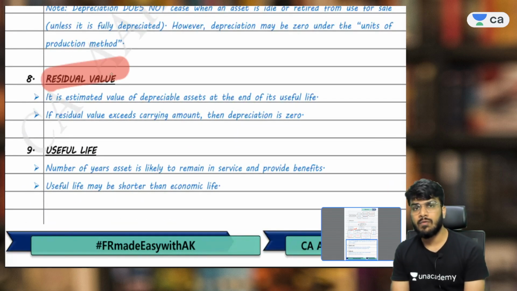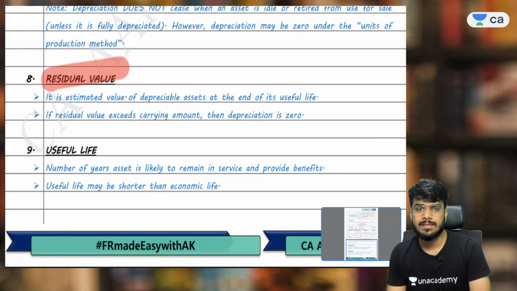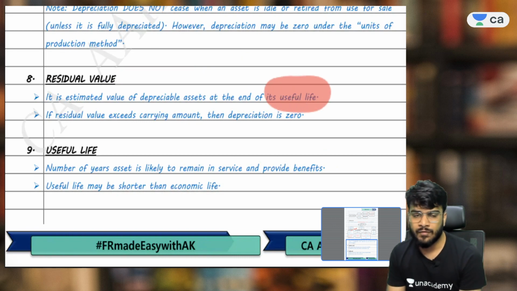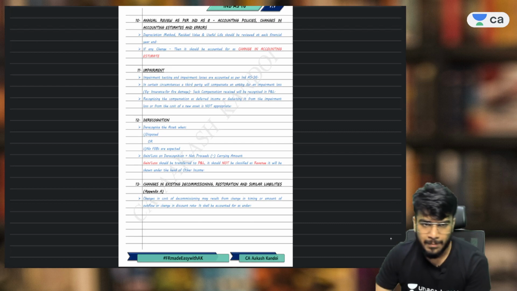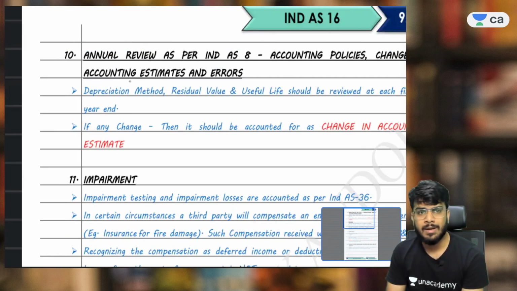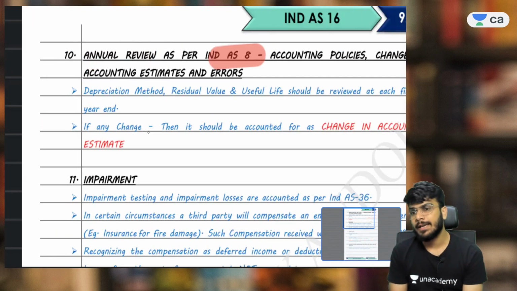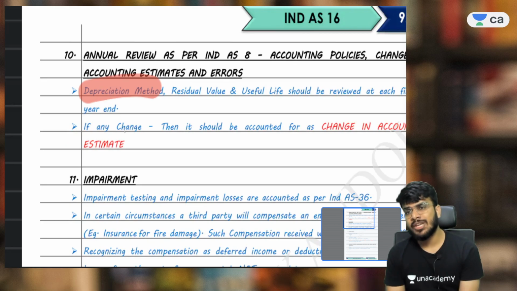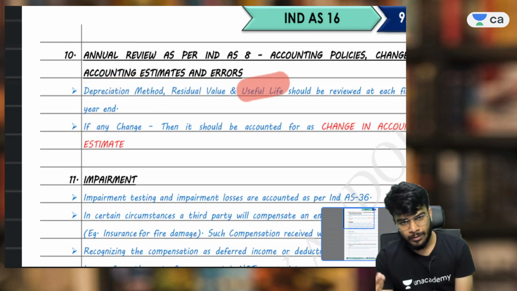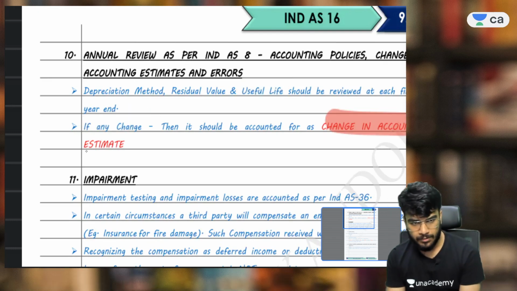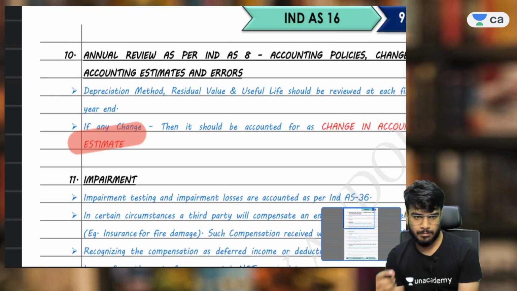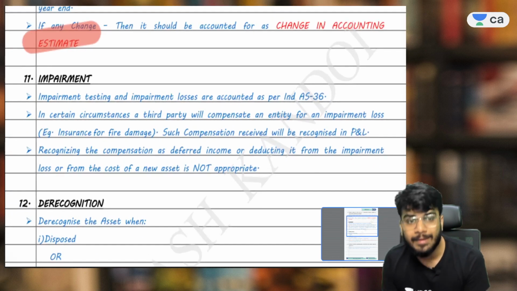Next is residual value. What is the meaning of residual value? It means the value of the asset at the end of its useful life. What is the meaning of useful life? The period over which you will receive benefits from the asset. Next point is annual review as per Ind AS 8. That means if there is any change in the method of depreciation, residual value or useful life, you need to review it annually. If there is any change, it will be accounted as a change in accounting estimate. That means you have to do prospective accounting here.